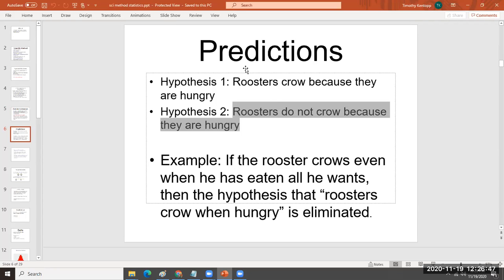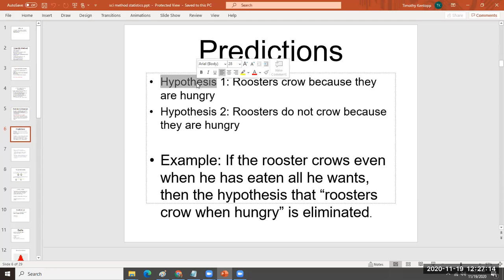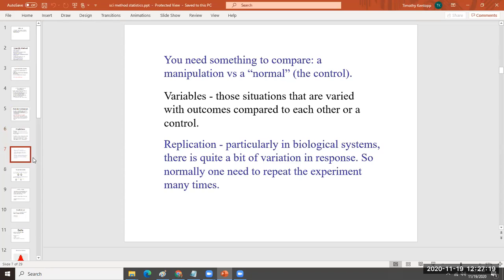So this would be a prediction based on a hypothesis about the roosters. If your hypothesis was one versus the other, you could predict what would happen if you had a group of roosters that were starved versus a group of roosters that were well-fed, and then you measure the number of times they crow, right? So this is an example of how you extend a prediction from the inference about your answer, your hypothesis, and then that leads to measurement.